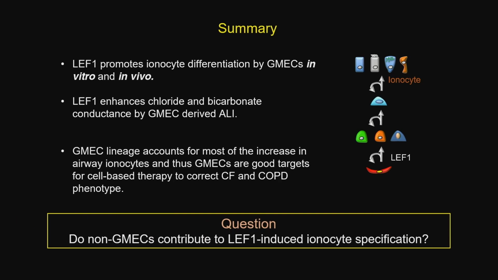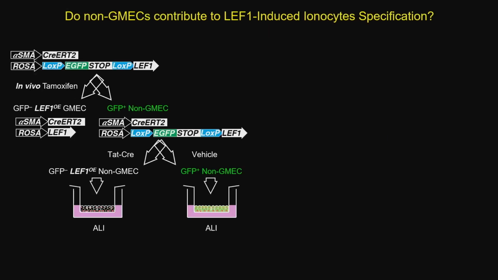To tackle this question, we went ahead and used the same mouse model again. We are using alpha SMA Cre that's mated to the conditional knock-in mouse model, and then we treated in vivo with tamoxifen. We then sorted GFP negative LIF1 overexpressing glandular myoepithelial cells to separate them from GFP positive non-glandular myoepithelial cells or wild type myoepithelial cells. And then we worked further on the GFP positive non-glandular myoepithelial cells.